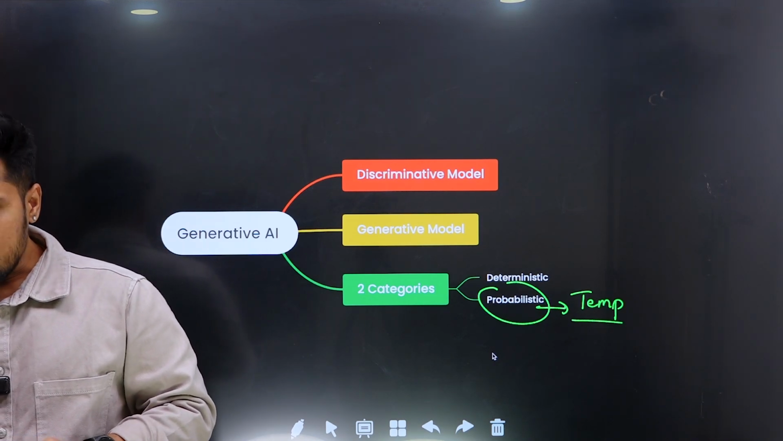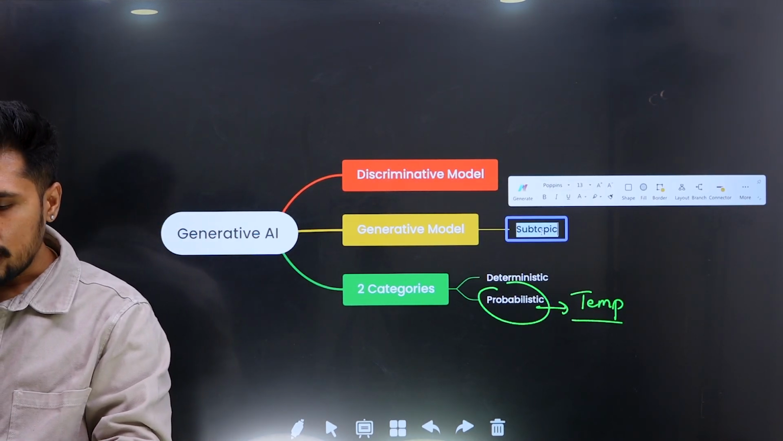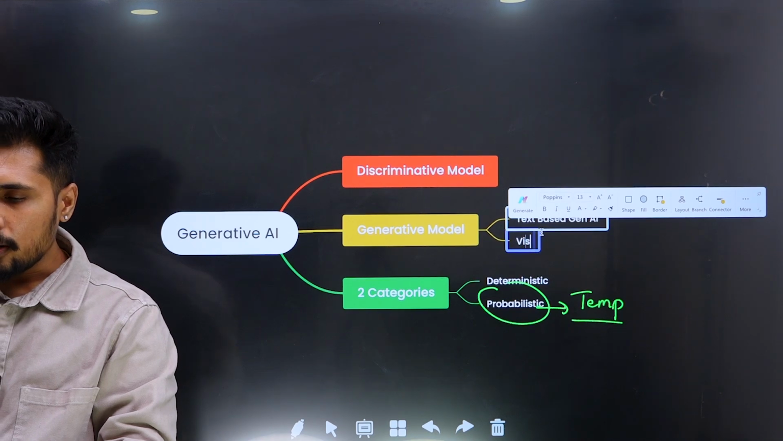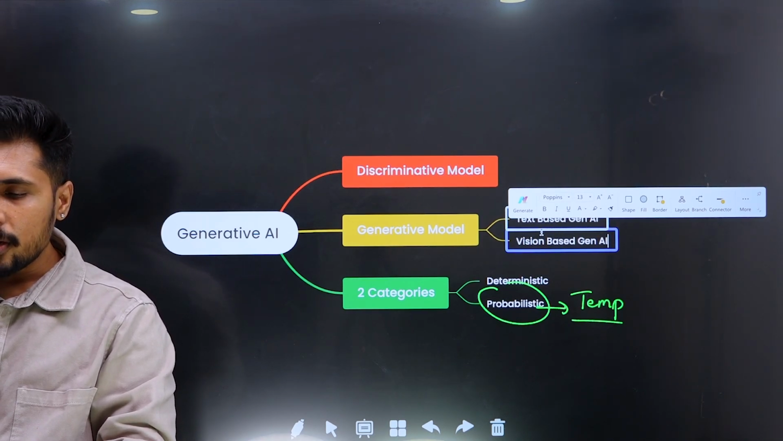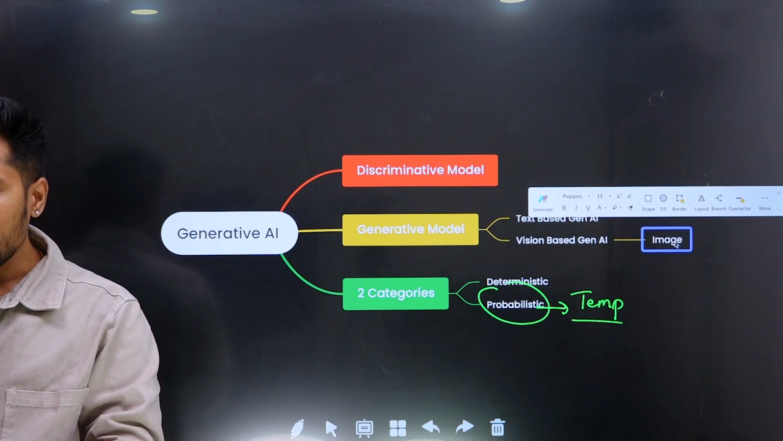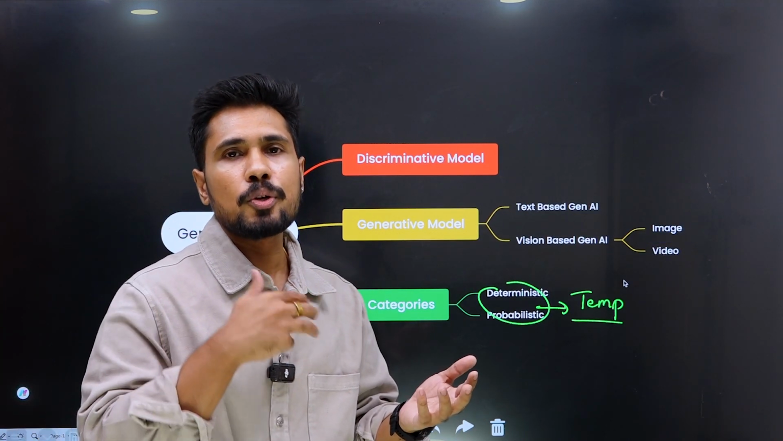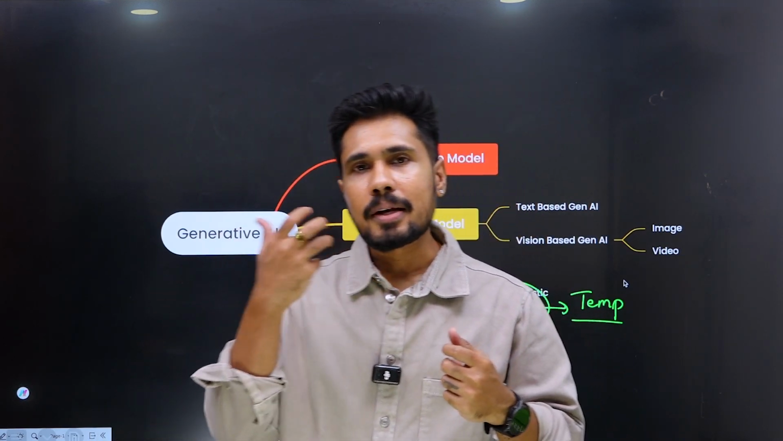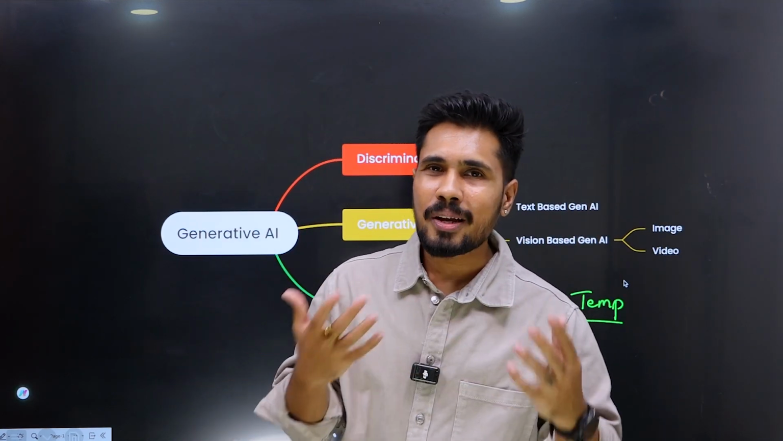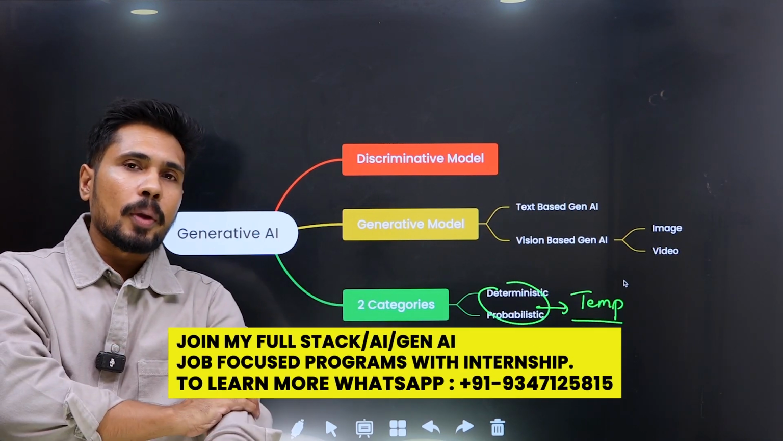Now, let's get into this particular generative model. Within generative models, there are again two types: text-based generative models, or text-based Gen AI, and vision-based Gen AI. Within vision, I can take a video or an image. Not only that, if I give a text, I can generate audio, a video, an image, or even a PowerPoint presentation. Anything I'm able to do. So these are the two categories: text-based models and vision-based generative AI models.